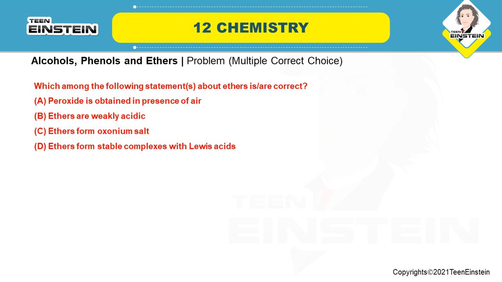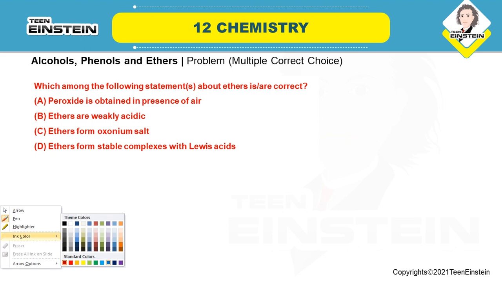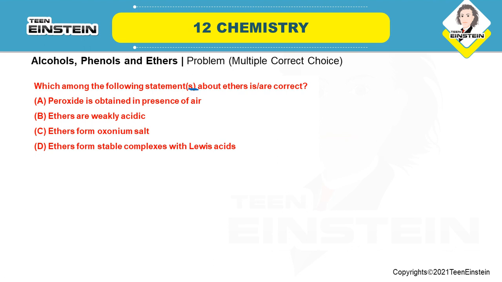Multiple correct choice question. Here the question is saying that which among the following statement, or it may be statements plural, about ethers is or are correct. The first option is peroxide is obtained in presence of air. Remember the reaction that we have seen when you are treating any ether in presence of excess oxygen, that is environmental oxygen, which is basically presence of air.